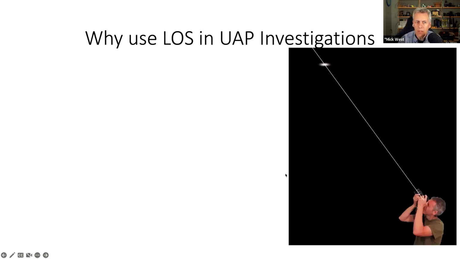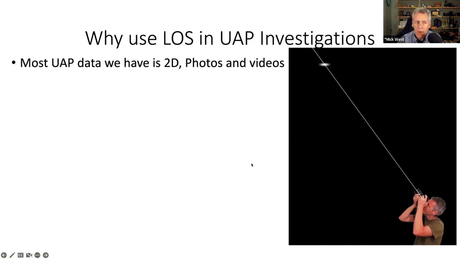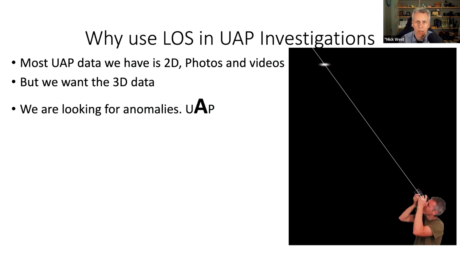And why do we use lines of sight in UAP investigations? Well, it's a very fundamental thing. Most UAP data we have is 2-dimensional. We have photos or videos which only show you a 2-dimensional view of the scene. But what we really want is 3-dimensional data. The reason we want 3-dimensional data is that we're looking for anomalies. We're looking for unidentified anomalous phenomena. We're looking for the black swan that was talked about earlier, something that is different from the norm.